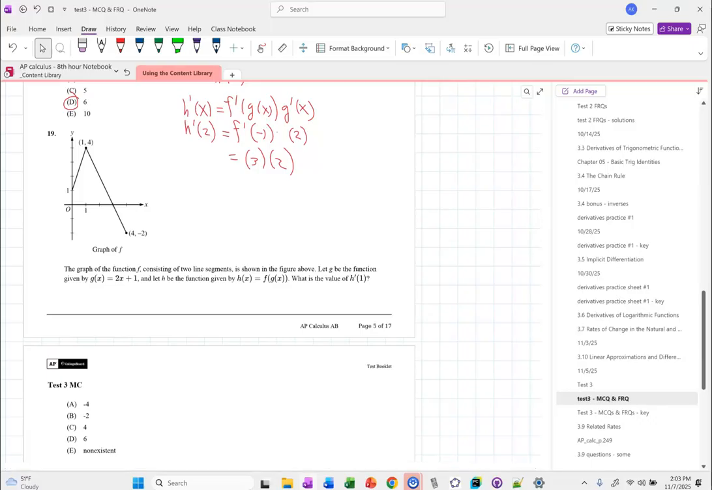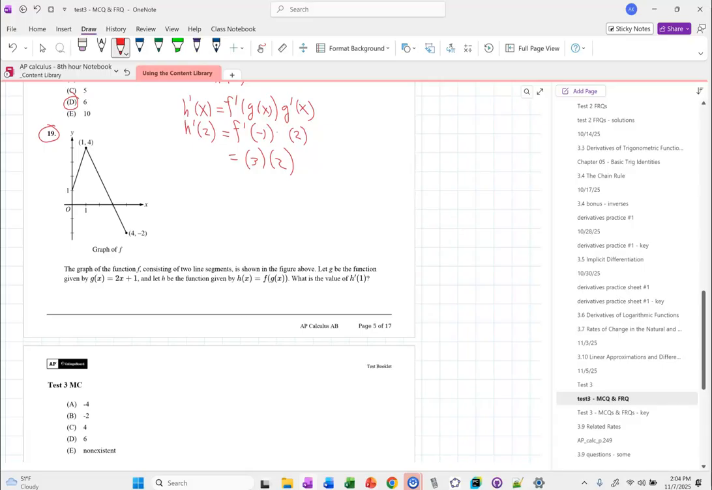All right, let's do 19 along the way. This is a good one also. It says the graph of the function f consisting of 2 line segments is shown in the figure above. Let g be the function given by g of x equals 2x plus 1, and h the function f of g of x. Find the value of h prime of 1. What should we do?